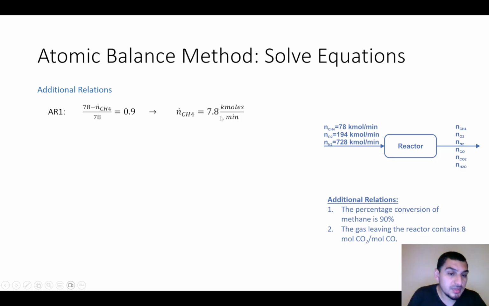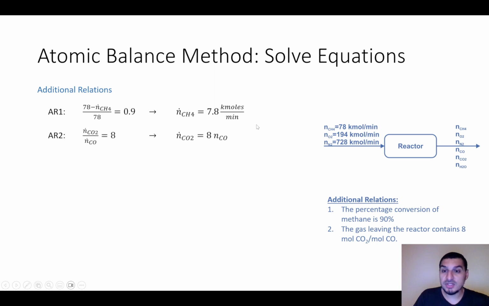Or you can think of it in another way. The way we did it here is the systematic way. There is another way, which is the logical way, that you know that 90% of the methane is consumed, so what is left is 10%. It's very, very simple. So you have only 10% left, which is 7.8, 10% of 78.